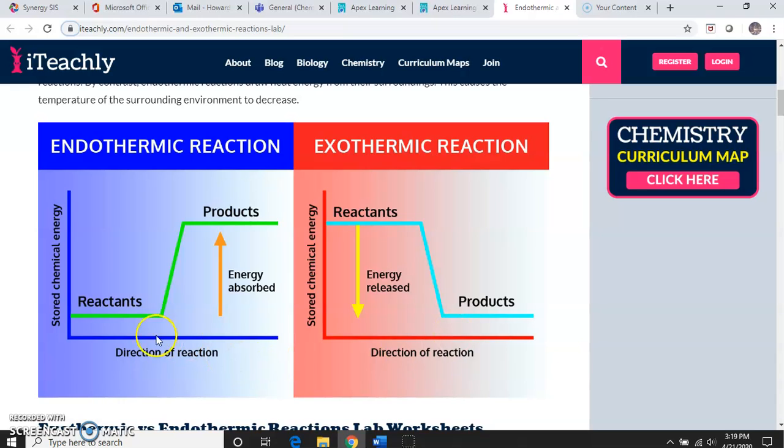Whereas endothermic, you're taking in this energy, this heat, into the products, so they have more at the end. So it's a nice visual to look at. If the graph looks like this, endothermic. If the graph looks like that, it's exothermic. A little confusing, but having the visual side by side, you can then identify which one's which.